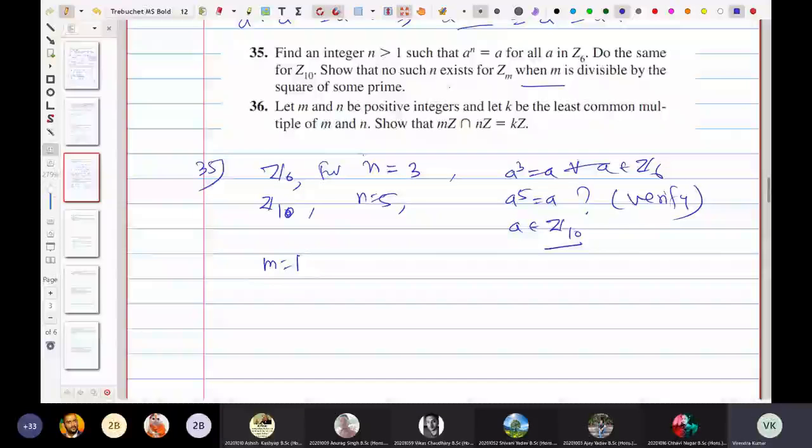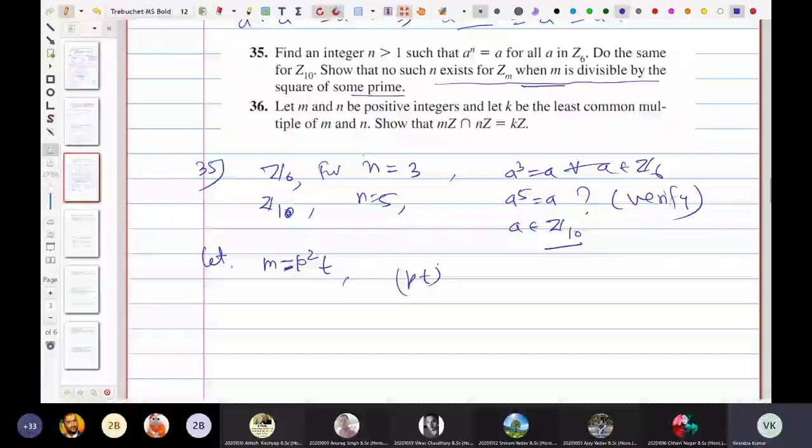they are telling that no such n exists for Zm when m is divisible by the square of some prime. So m is divisible by the square of some prime, so this could be of the form p square t. Okay, so certainly because p is a prime, m is divisible by this. I mean to say that pt to the power m is divisible by the square of the prime. So therefore m will also be divisible by this pt, because p is prime.